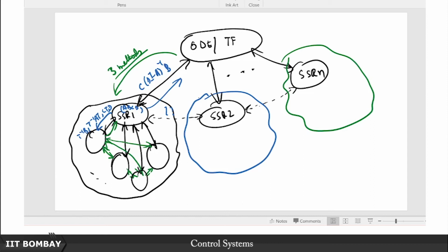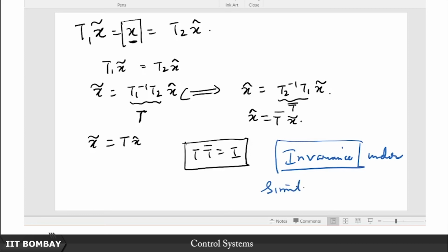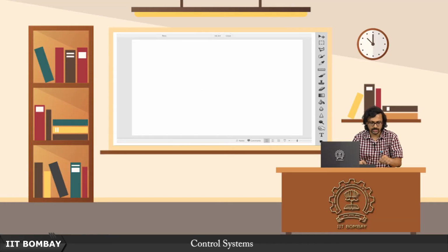Does it preserve something? Like similar triangles, they preserve the angles, right? So what is invariant? The question that we ask is one of invariance under similarity transformation. That is the vital question that we want to answer now. What is so invariant under this similarity transformation?